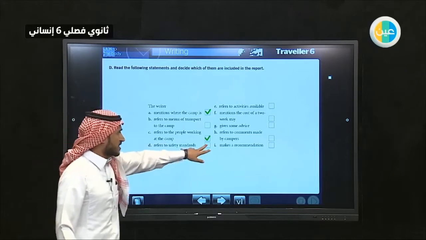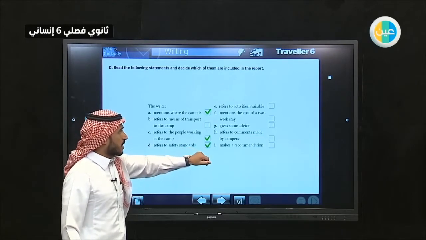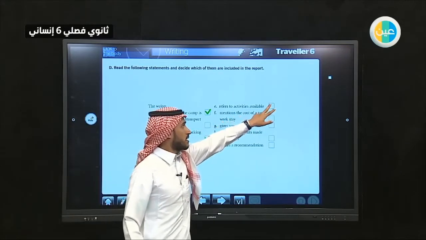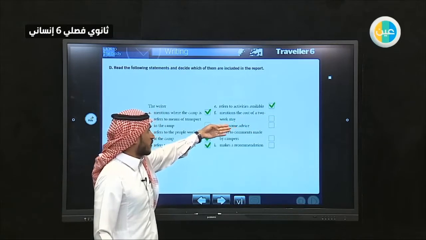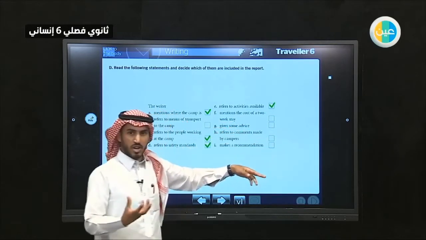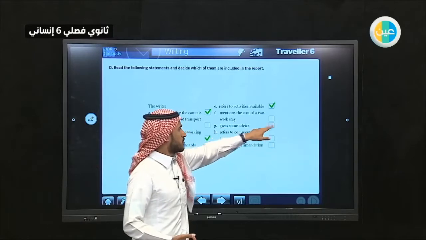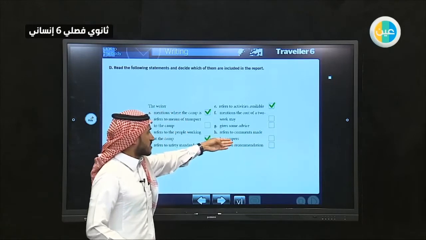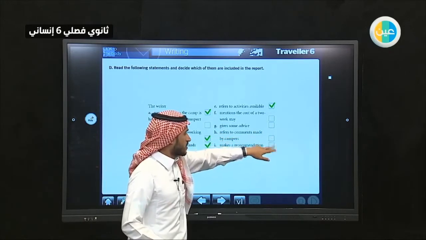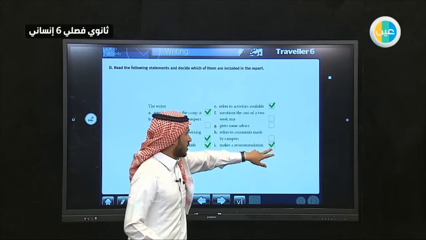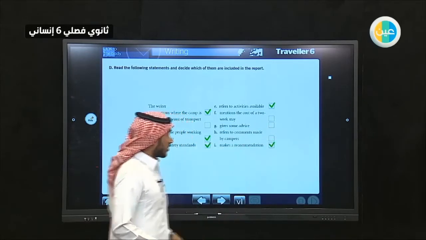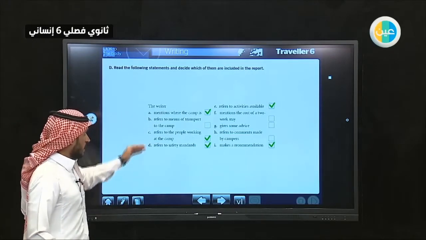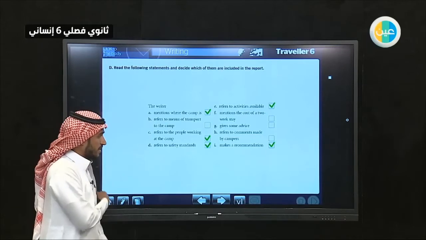Refers to safety standards. Refers to activities available. Okay. Mentions the cost of a 2-week stay. Did they talk about the cost of something? No. So it doesn't tick. Give some advice. Refers to comments made by campers and make recommendation. Okay? So we have here 4 ticked parts: A, C, D, E, and I.